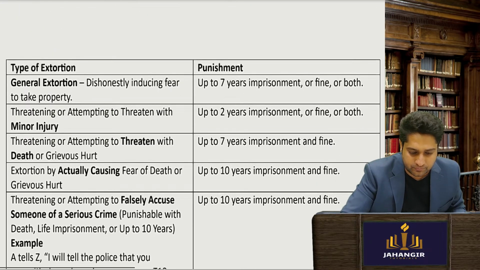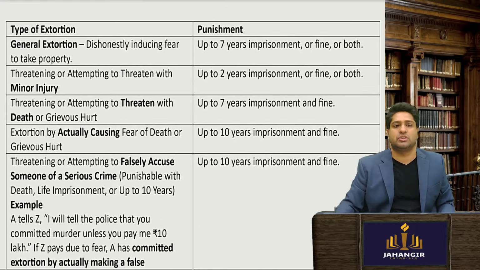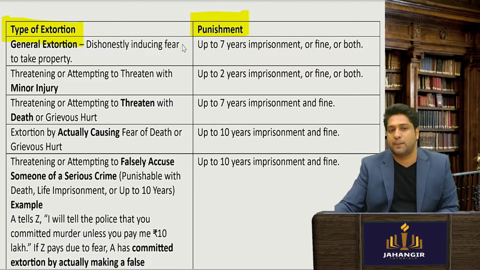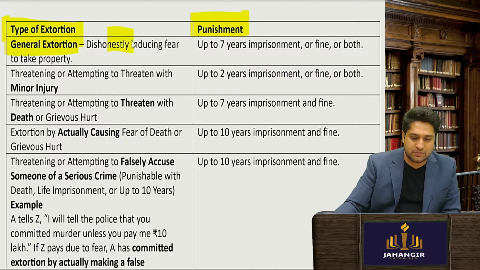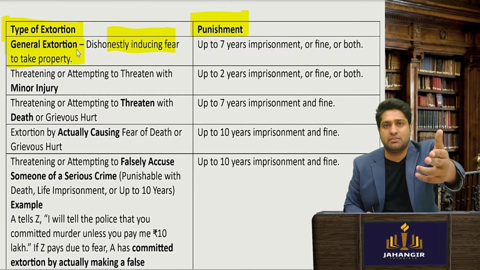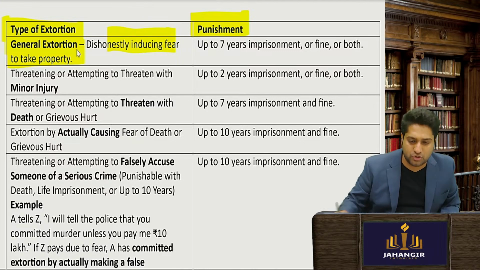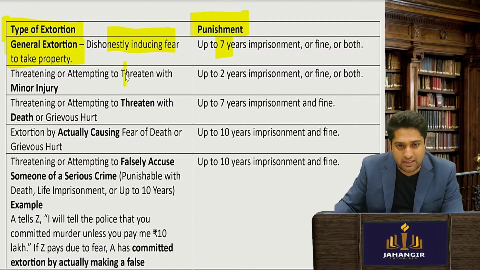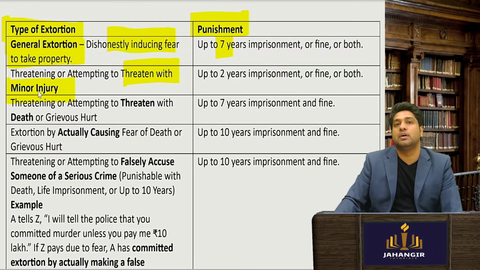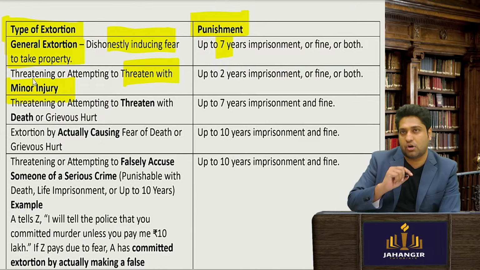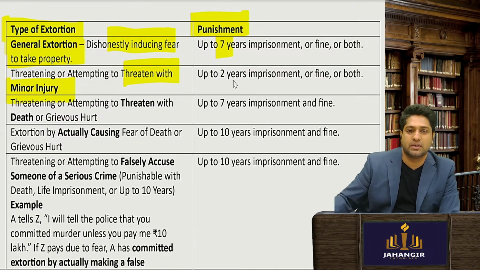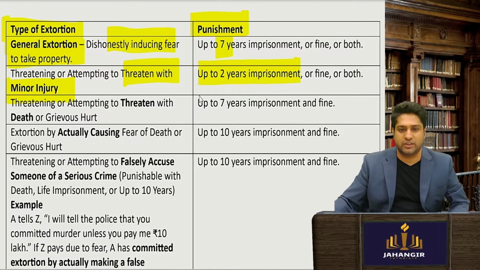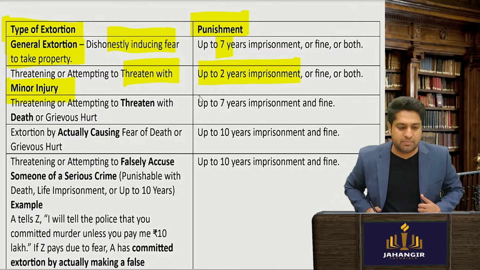Simple. Now, types of extortion they have given you, and accordingly to the type of extortion, the punishment is different. So, a general extortion is when I just put a fear in you that you better give me the money, and you get scared and you give it. So, you get up to 7 years imprisonment. But if you are threatening that if you don't give me, I will break your bones or I will slap you 10 times, then you get up to 2 years imprisonment. Okay, here because you are threatening with injury, up to 2 years imprisonment or both.